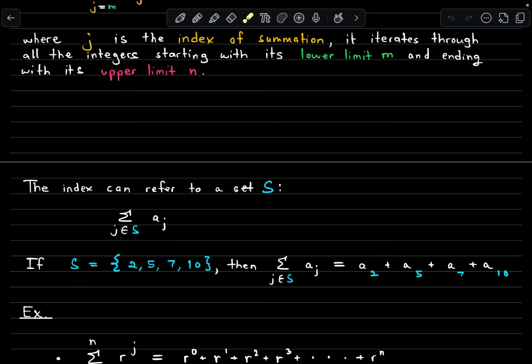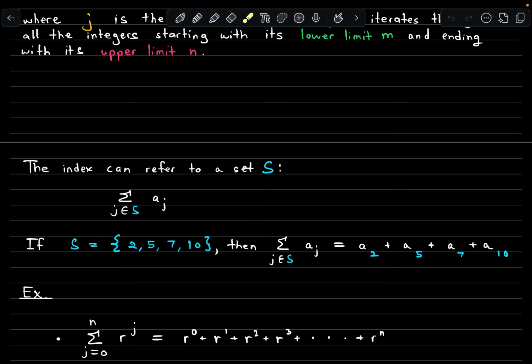Yeah, let's look at an example here. We've got the sum from j equals 0 up to n of r raised to the j power, right? So this is just a simple power formula here. So you've got r to the 0 plus r to the 1 plus r to the 2, and so forth, all the way up to r to the n.